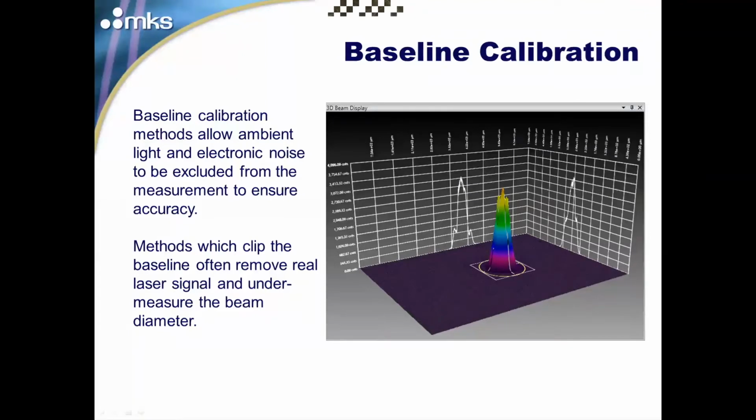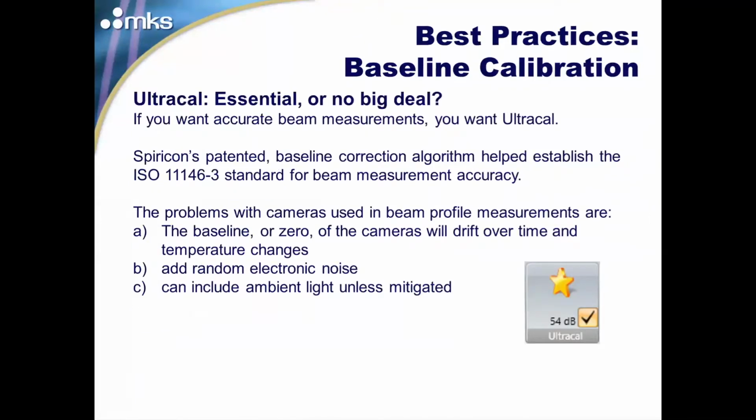There are some methods out there that will just clip the baseline off. All of the bottom signal in the camera frame in this image, they would just clip it and get rid of it. The problem with that is that it tends to undermeasure the beam, and it's not really a good reflection. So we have an alternative in Spiricon products, and that is Ultracal. Spiricon's patented baseline correction algorithm called Ultracal helped establish the ISO 11146-3 standard for laser measurement, and has really helped set a lot of the industry in place.